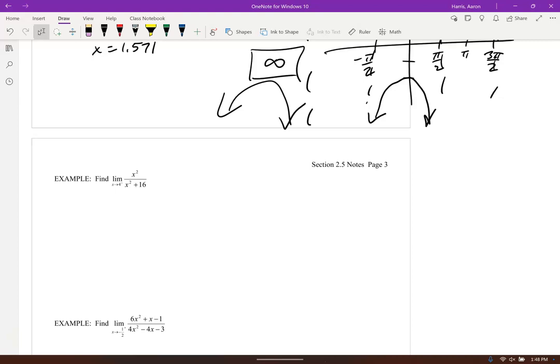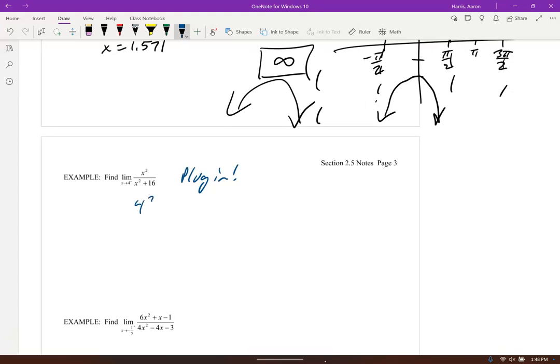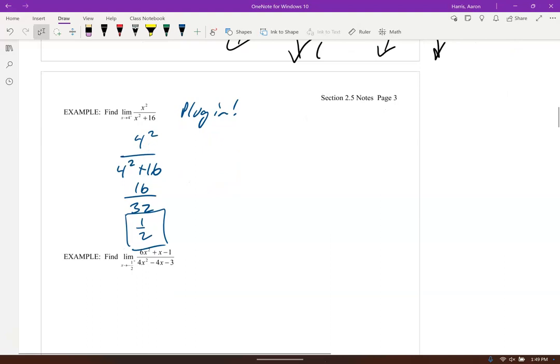Well, this one, the nice thing is if I plug the 4 in, what happens? This thing's defined. That's not a problem. All right, so I got 16 over 32, so I got 1/2. So the limit as x approaches 4 from the left is 1/2. It'll agree from the right as well, won't it? As we approach 4 from the left, it'll just spit out 1/2.